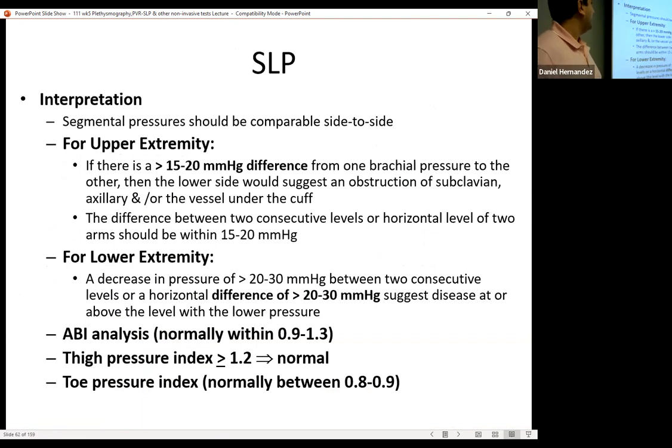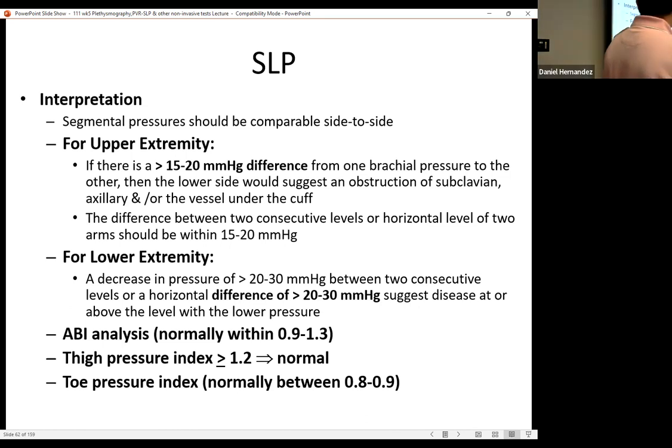So, PVR SLP interpretation. So the arms, that window is a little more narrow than it is for the legs. So we look for differences in pressure that are about 15 to 20 millimeters of mercury. I like to use the high end. So when I see differences that are greater than 20 millimeters of mercury, that could potentially indicate disease.